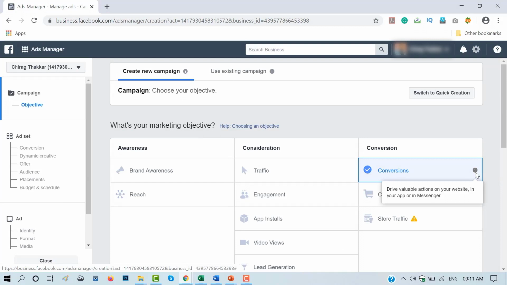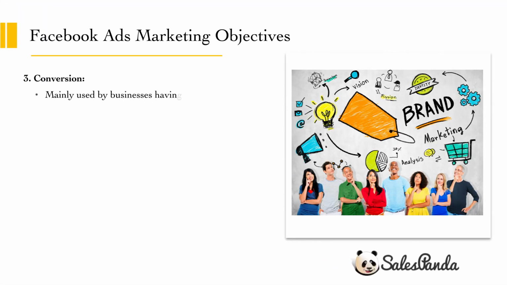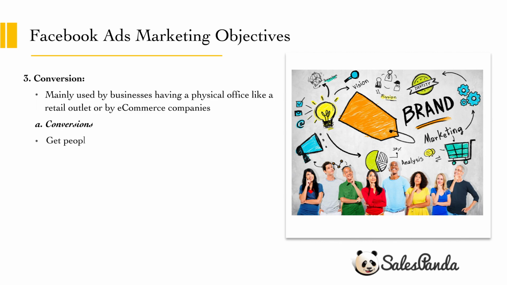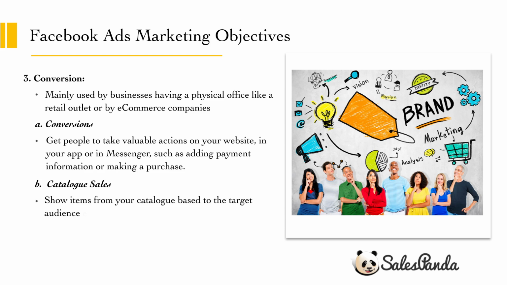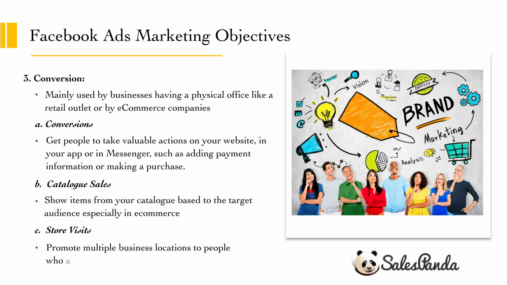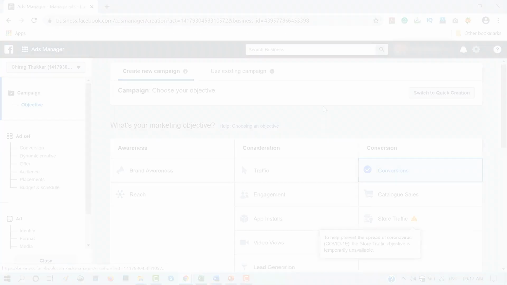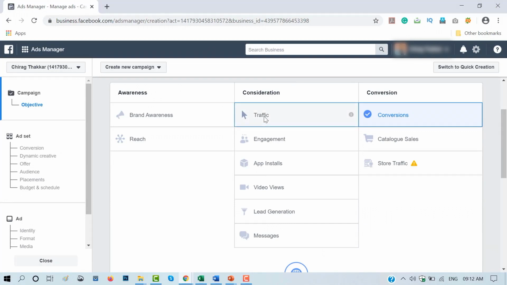The third category is Conversion. It is generally used by businesses having a physical office or an e-commerce store. Conversion objective is used to get people to take valuable actions on the website, in the app, or in the messenger, such as adding payment information or making a purchase. Catalog sales objective is used mainly by e-commerce company. These ads automatically show items from the catalog based on your target audience. The last objective is store traffic, which is used to drive more footfall to a physical store or a retail outlet. Let us now create an ad using the traffic objective.